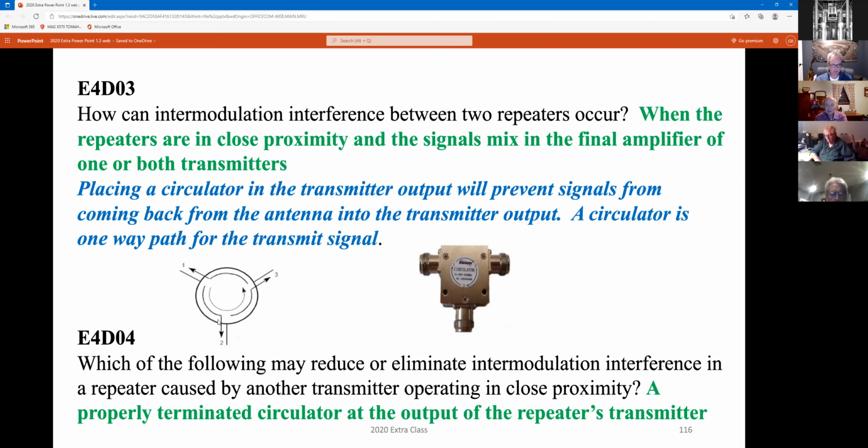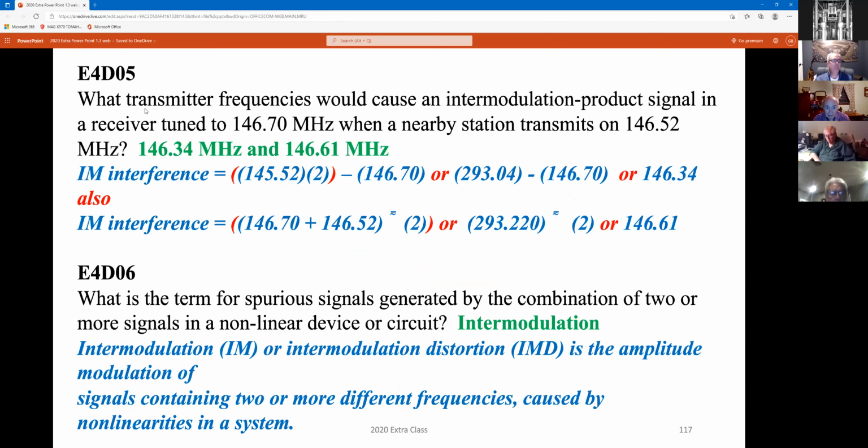And Kessler does a good job of explaining this too. His videos are pretty good on this section. Yeah, the circulator is basically like a one-way valve, where the signal can go only in one direction.